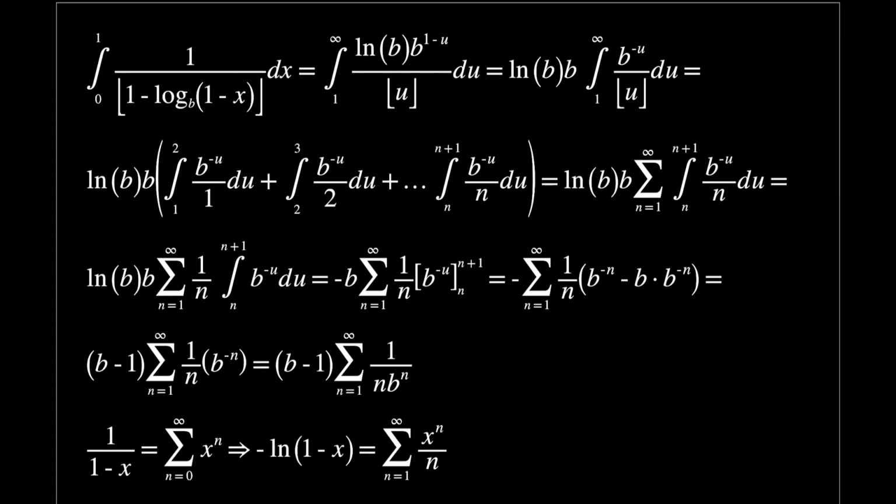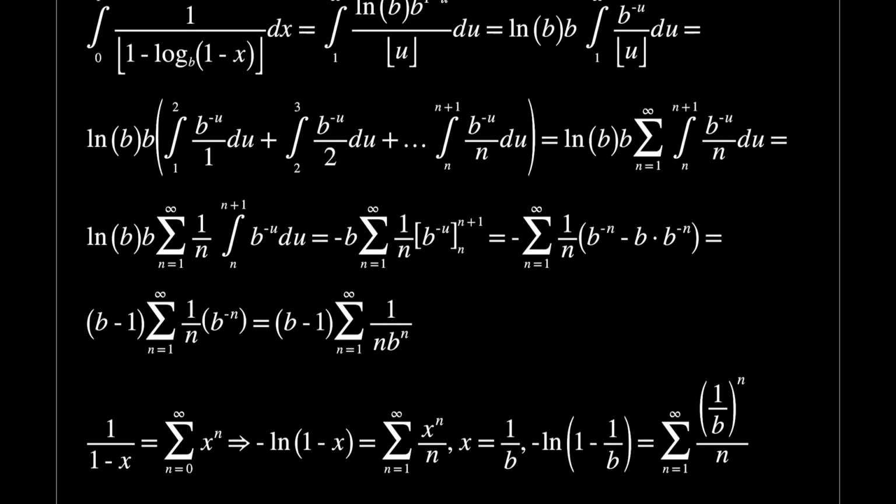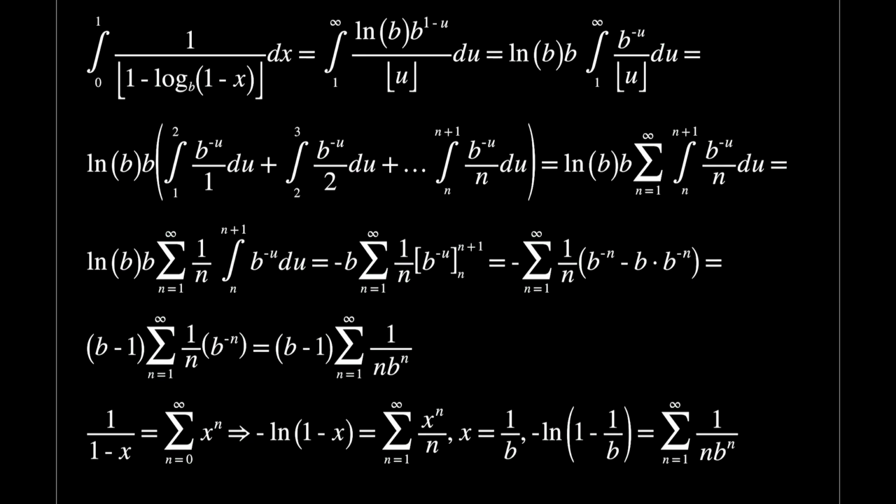And now you can maybe see that it's actually really similar to what we need. So let's say we were to evaluate this at x equals 1 over b, right? What would that give us? Well, we would get minus the log of 1 minus 1 over b is equal to the sum from n equals 1 up to infinity of 1 over b to the power of n divided by n. And of course we can rewrite this as the sum from n equals 1 up to infinity of 1 over n times b to the power of n.